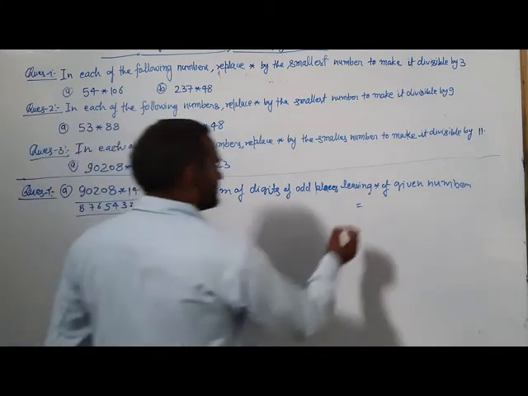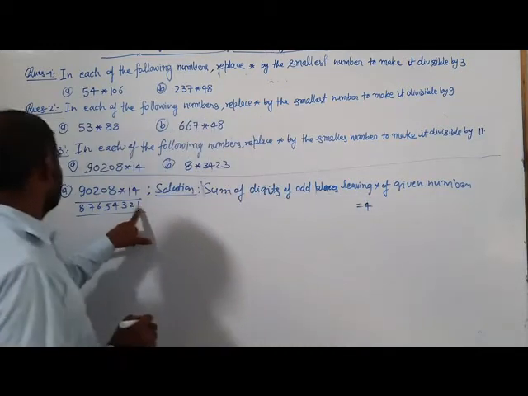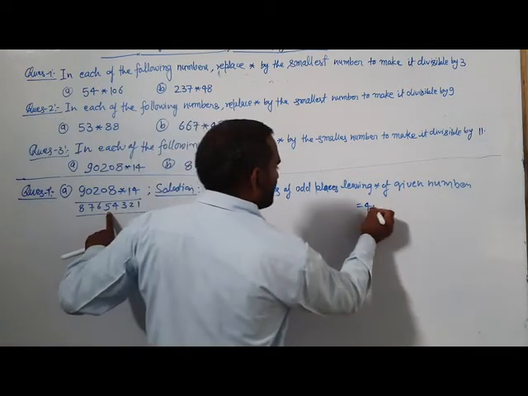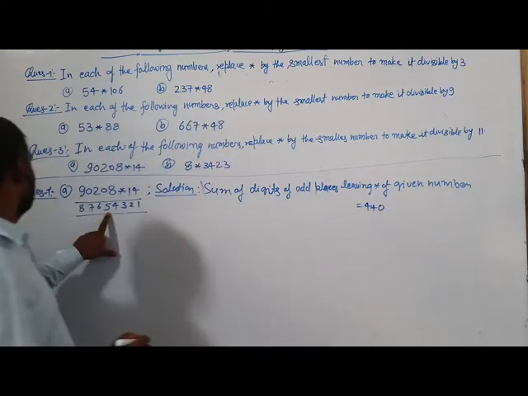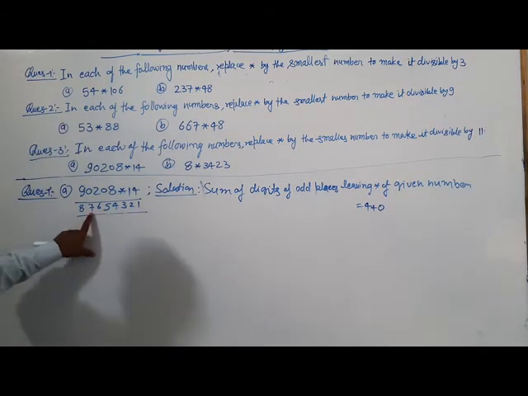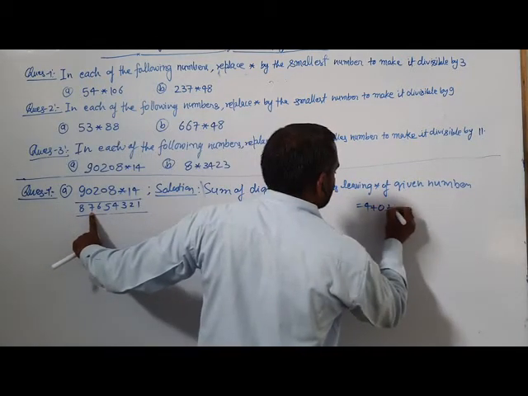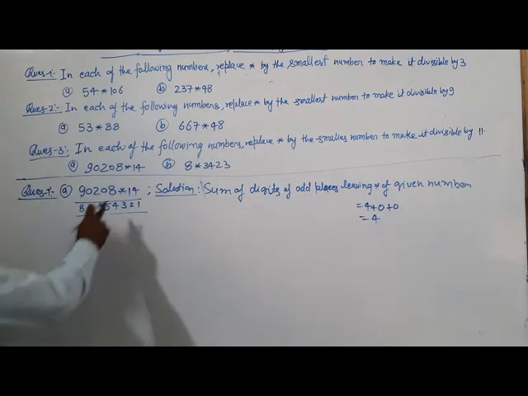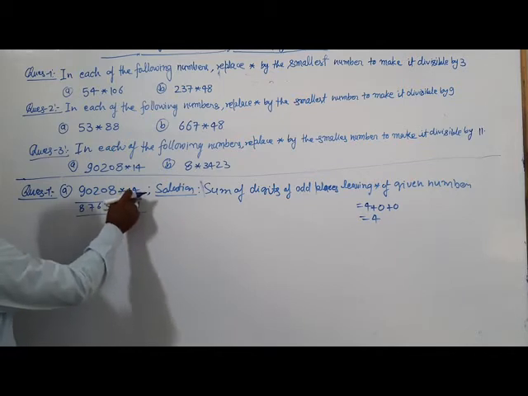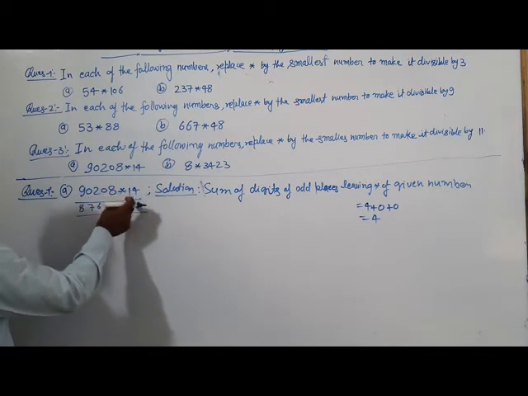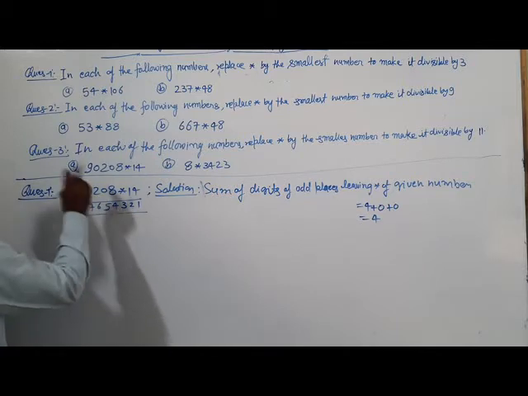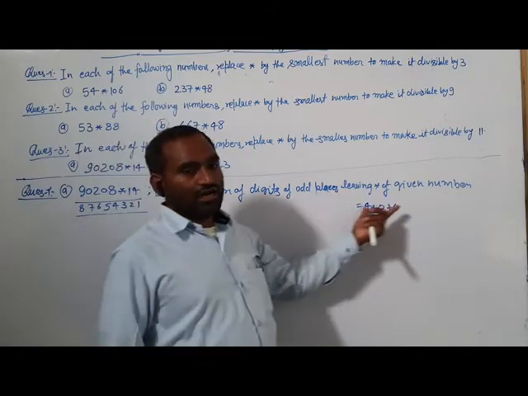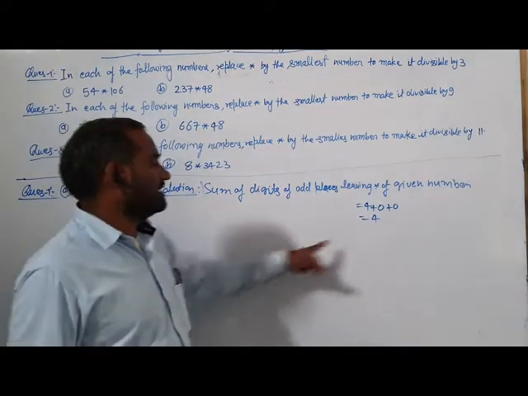So the first number is 4, the third number is star, the fifth is 0, plus 0, plus the seventh is 0, equal to 4. The third is star, the fifth is 0, the seventh is also 0. So the sum of digits of odd places leaving the star is 4.